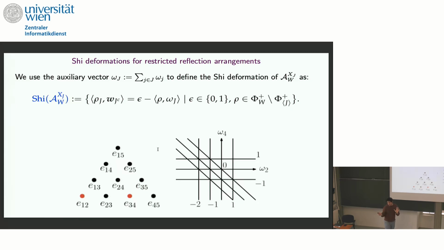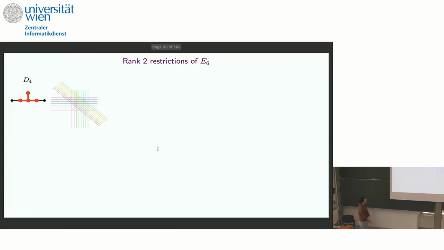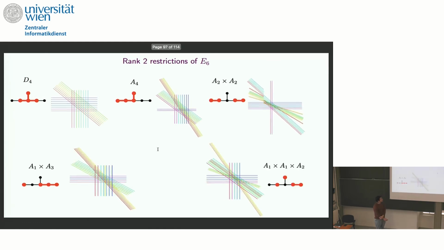I don't want you to follow me here on the particular definitions, right? I'm just saying it is really something that is predictable. It's not a difficult thing to calculate. And these figures look surprisingly similar to the figures that I drew before for you. They're not the same because I drew omega 2 and omega 4 to be orthogonal, but that's just like an affine change of coordinates. So this is how the pictures look for all of the rank 2 restrictions of E6.